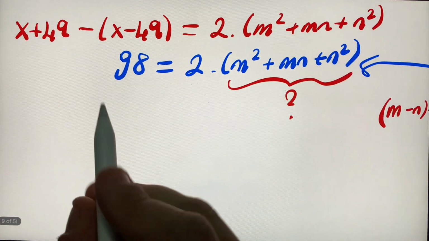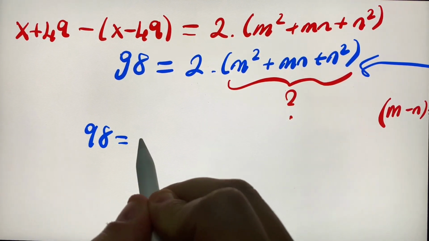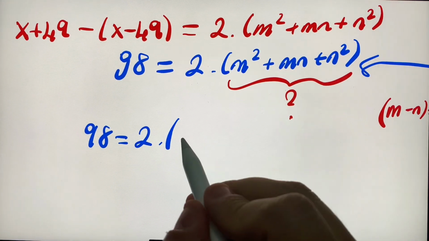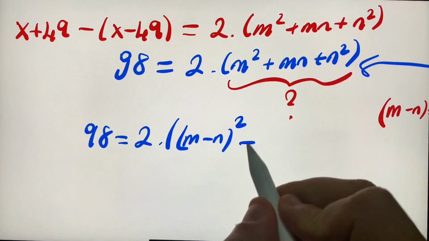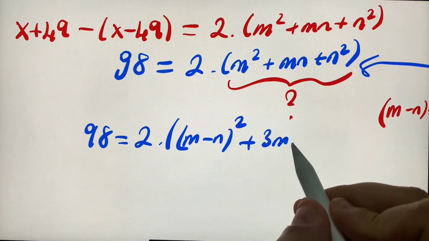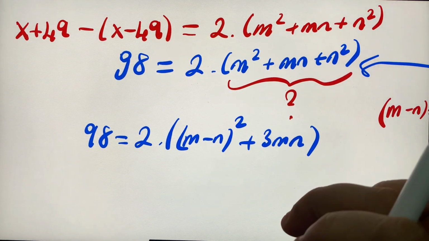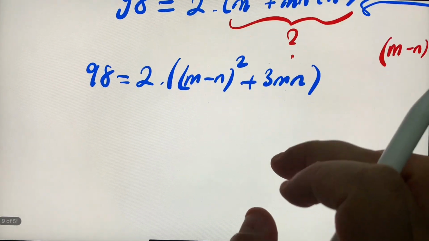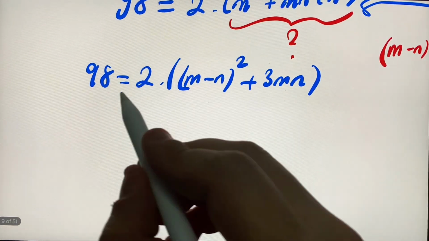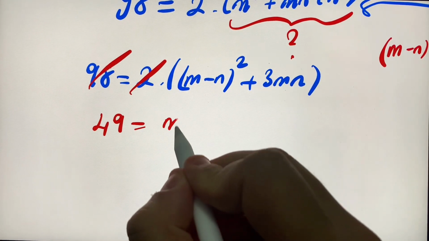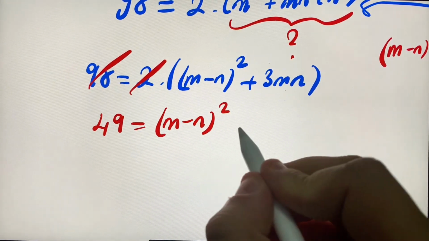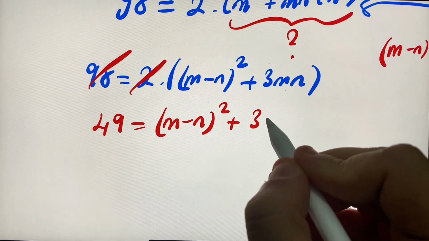Then let's write it this way. 98 is equal to 2 times, in brackets, m minus n squared plus 3 times m times n. Now I simplify both sides by 2. What happened? 49 is equal to m minus n squared plus 3 times m times n.